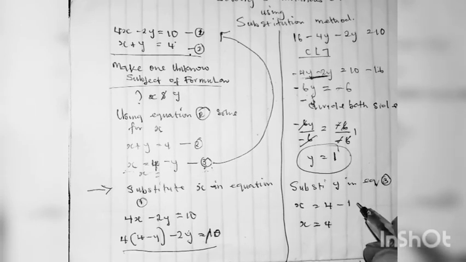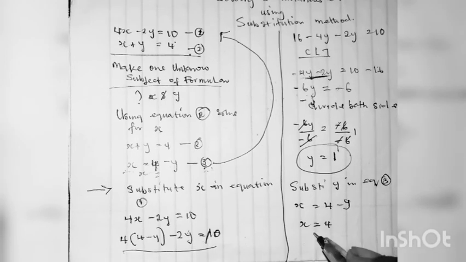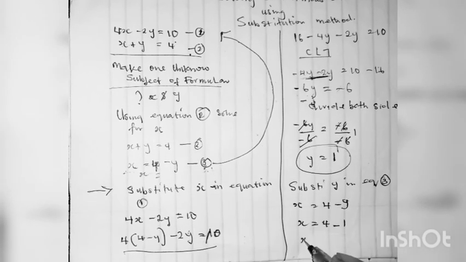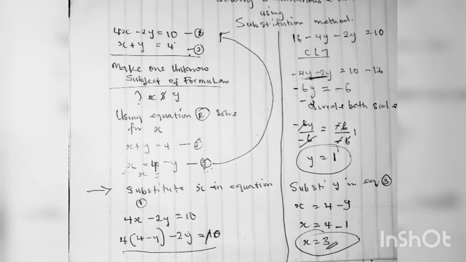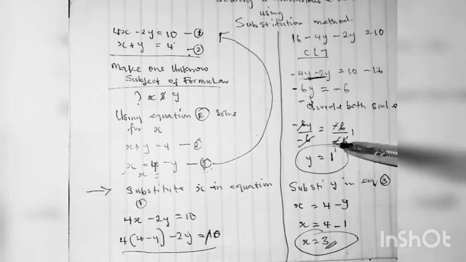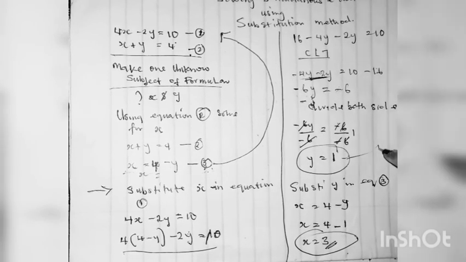So x will be equal to 4 minus y, sorry about that. So x will be equal to 4 minus 1. So x will be equal to 3. So this is the end of our class. We were able to come up with the values of the two unknowns. Are you getting that? If you check our previous video, you will find that this was the same answer we got.